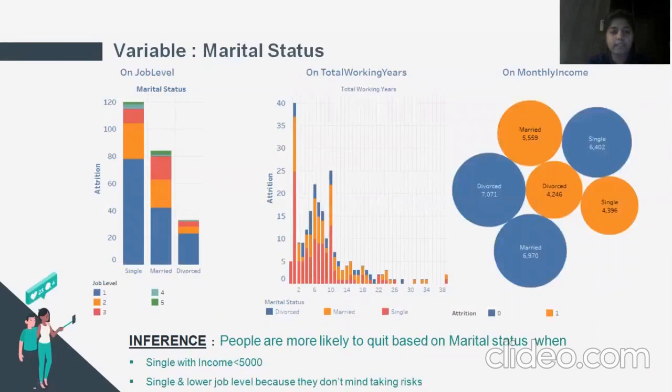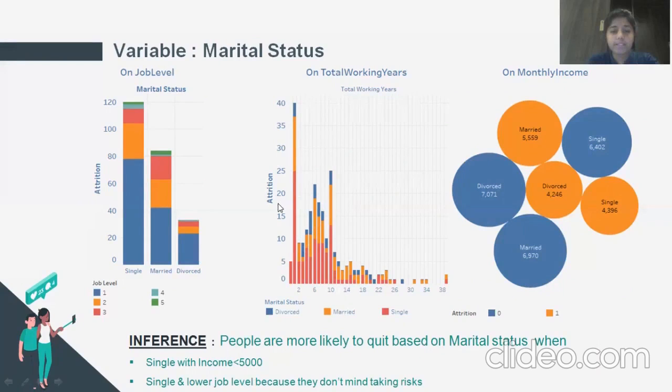Next, marital status as an affecting variable. We have considered three other variables such as marital status, total working years, and monthly income to analyze how marital status can be an affecting variable for attrition. Under marital status, we can see that job level is the highest contributor for attrition in every status, such as single, married, and divorced. The highest contribution comes from job level one.